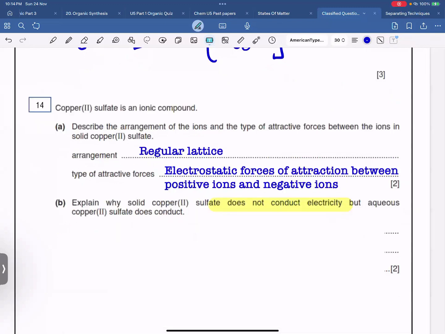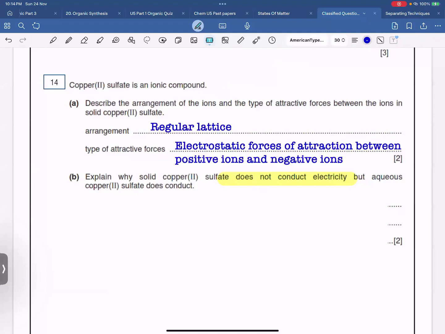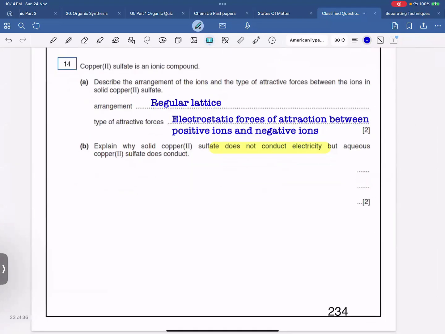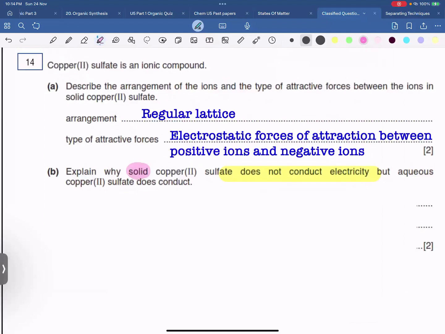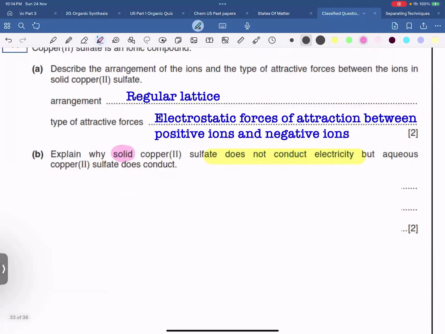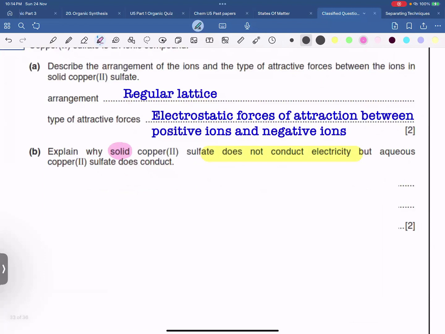Explain why solid copper(II) sulfate, a metal and non-metal forming an ionic compound, does not conduct electricity, but does in aqueous form. Remember, in solid, positive and negative ions are arranged in fixed positions, so they cannot move, so cannot conduct electricity. But in aqueous, the particles can now slide over each other, so it can conduct electricity.